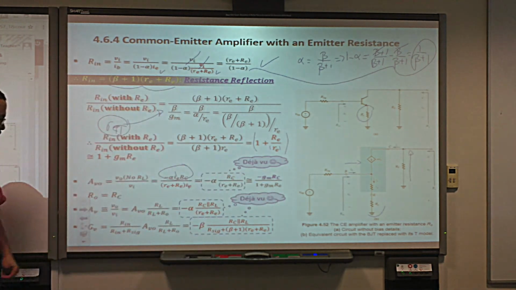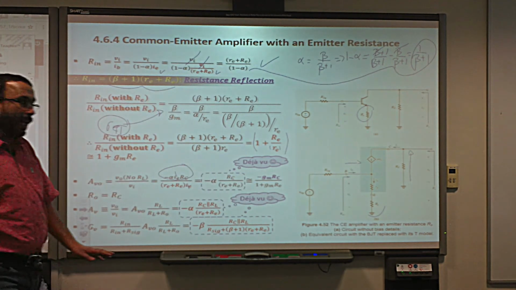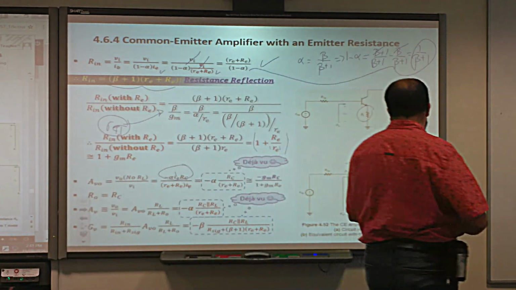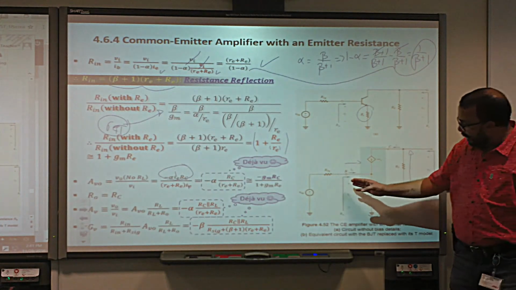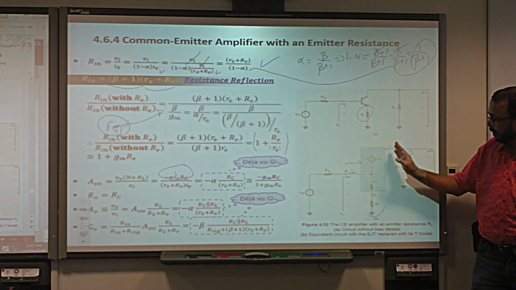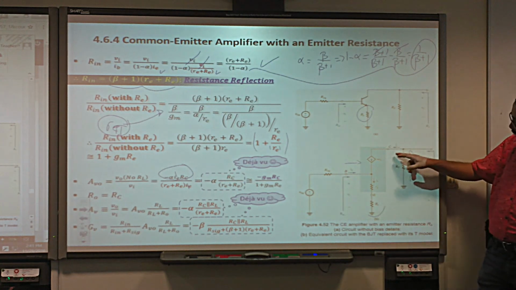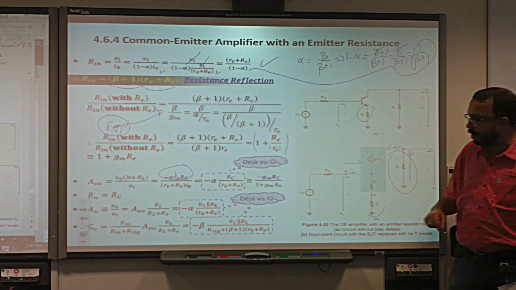It's not a big deal. And the output resistance, again, is going to be the same as without RE, basically, because when we ground this, all this branch goes bye-bye, and the only output resistance of the amplifier is going to be RC.